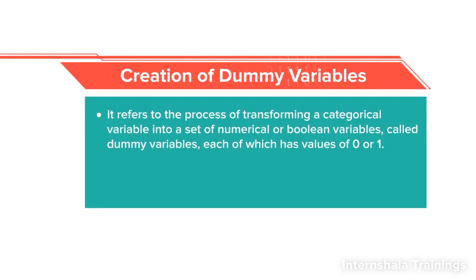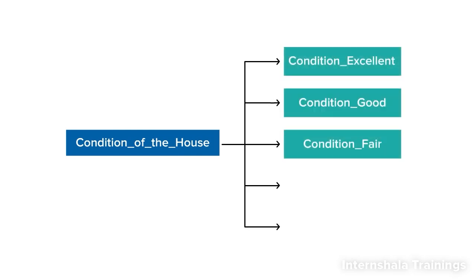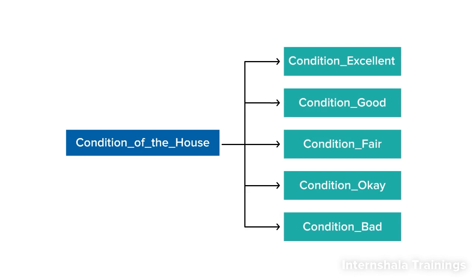Creation of dummy variables refers to the process of transforming a categorical variable into a set of numerical or Boolean variables called dummy variables, each of which has a value 0 or 1. The number of dummy variables created for a categorical variable depends on the number of unique values or levels that categorical variable has. For example, we know our categorical variable condition of house has 5 levels, that is excellent, good, fair, okay and bad. So we would create 5 dummy variables, one corresponding to each level.